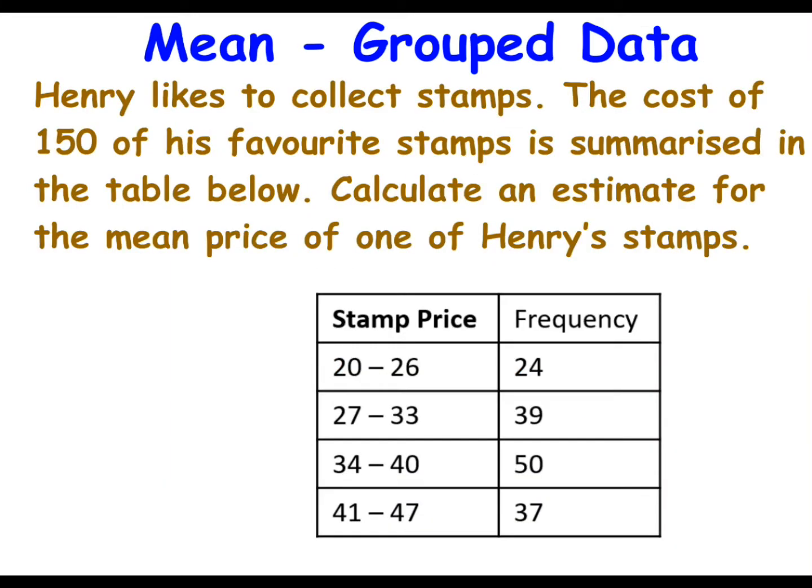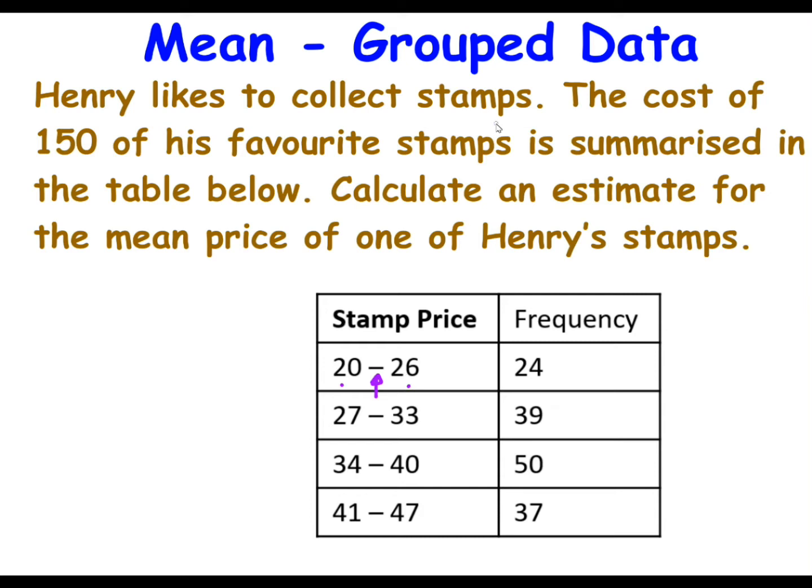Now, sometimes our frequency data can contain what we call grouped data. So to reduce the number of categories we're looking at, we group our data so that we look at our stamp prices between 20 and 26 pence. Now, the trick to working out the mean of grouped data is to take a number in the middle of the range of values for the group.